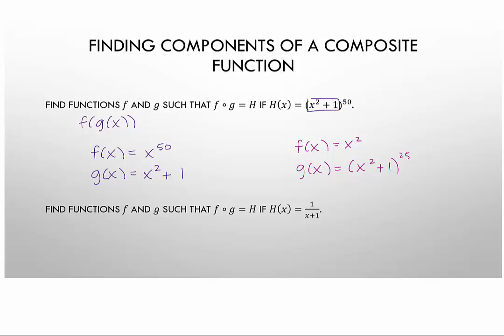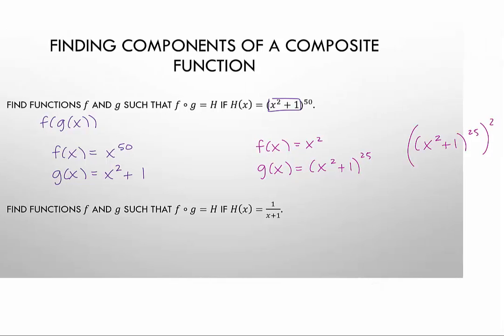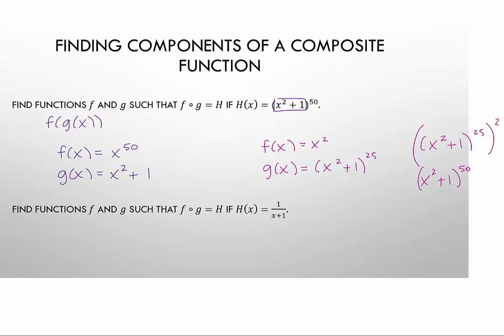So we can actually see that work. If I substitute all of this in there, I get x squared plus 1 to the 25th power, all squared. And if I'm squaring this, we know that these exponents get multiplied, so I'm left with x squared plus 1 to the 50th power, and that's exactly what we had to begin with. So just another way to think about it: there's not always one answer. There's usually one obvious answer, but not always just one answer.